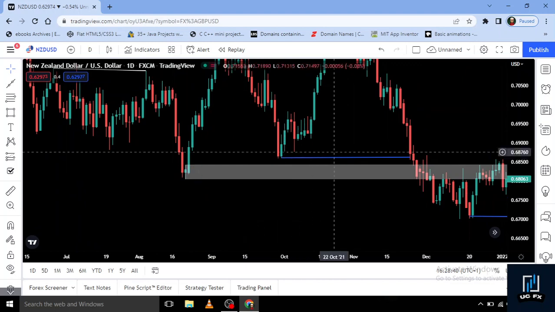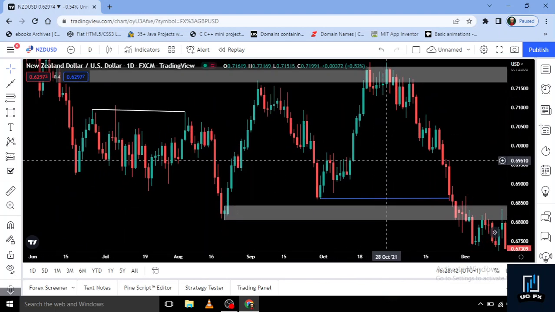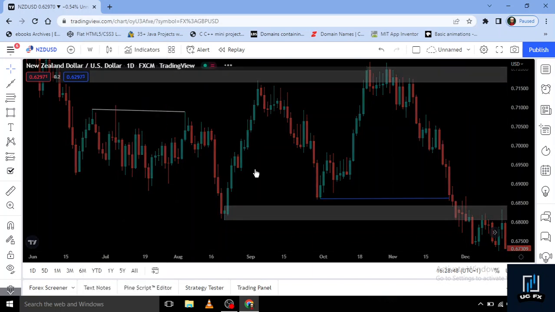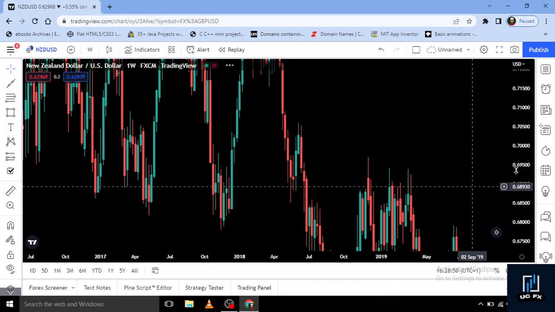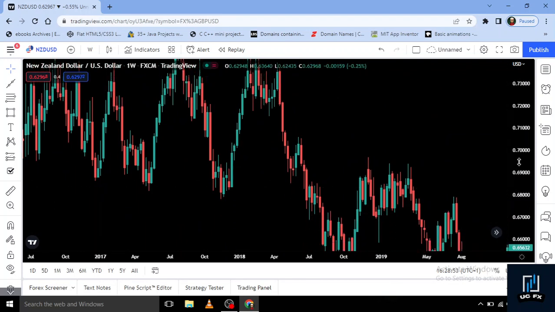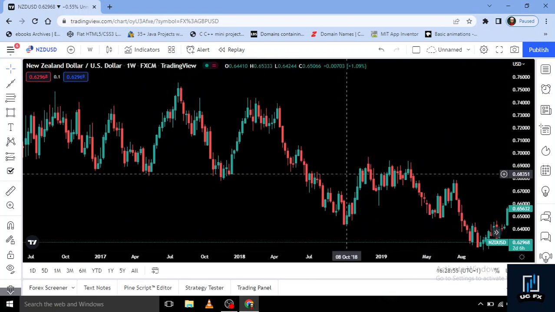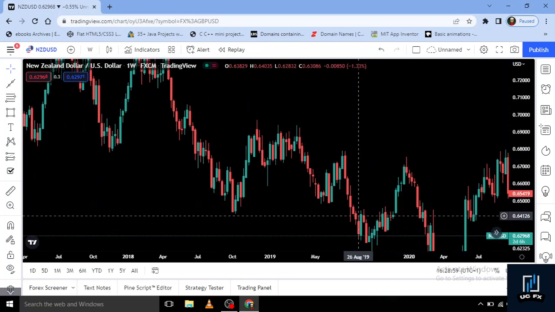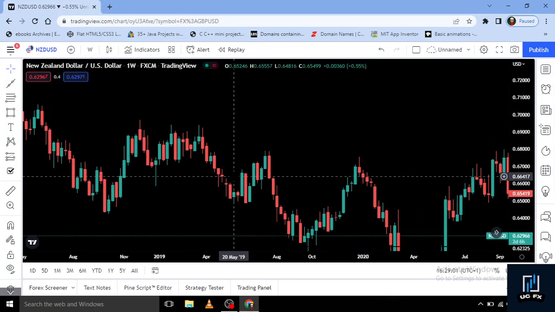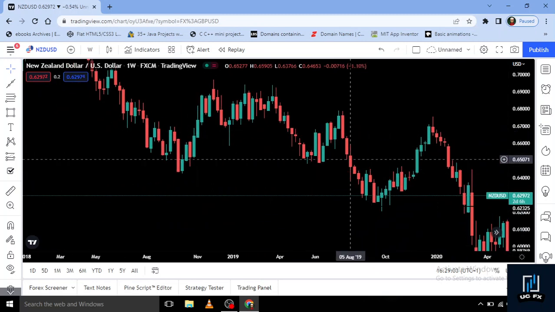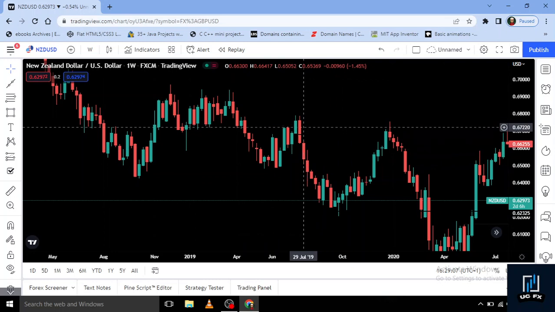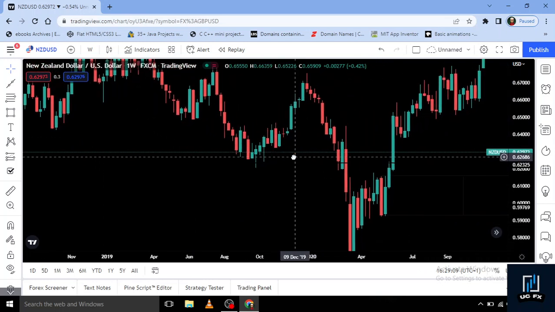Let me show you. Fair value gaps are basically areas in the market that have large or impulsive moves, creating an area which the market needs to come back and fill. Just like here we have an inefficiency. Let me find a correct one.